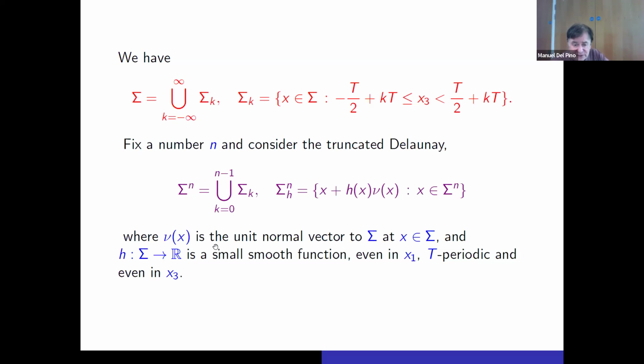Here, nu is the unit normal vector to sigma at the point x. And this h is a smooth function, which I will assume is even in x1. I will tell you in a moment why I am assuming that. I am also assuming it is T periodic, capital T periodic, where T is the period of the Delaunay surface. And I also assume it is even in x3, same as the Delaunay profile. So it's just like another Delaunay profile, but perturbed. This is what h represents.